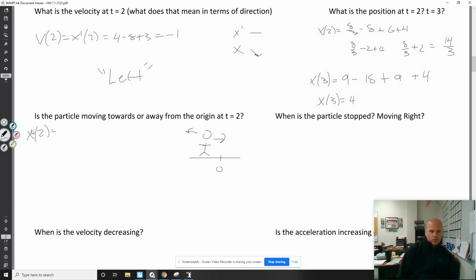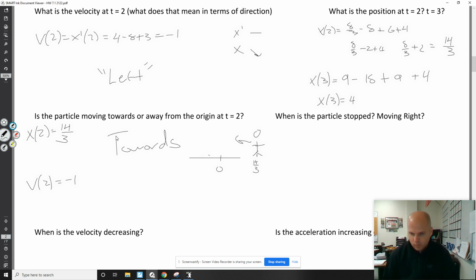I already know my position at time 2. I found it, thankfully. 14/3. I know my velocity at time 2. I found it. It's negative 1. What does this mean? And why am I looking at both? You have to look at both. If you just say your velocity is negative, well, if my dude is located to the left of the origin traveling left, he's going away. If my dude is located to the right of the origin traveling left, he's going towards at that moment. So you gotta know the position. My position is positive, which means I'm to the right of the origin at 14/3. My velocity is negative. I'm traveling to the left. He's going towards.